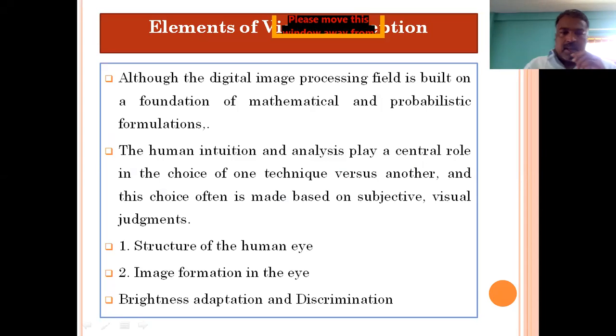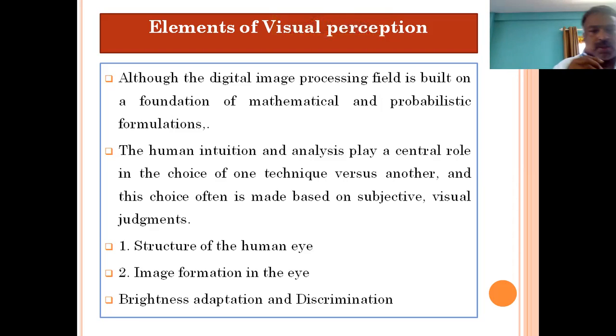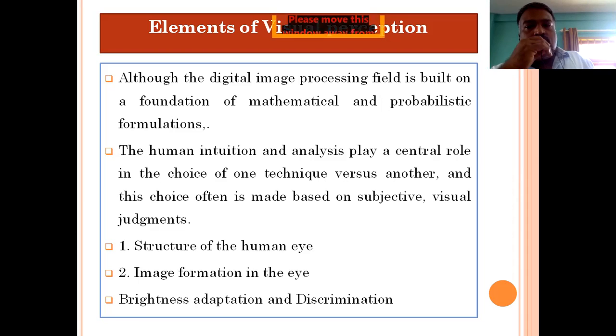The elements of visual perception we know very well, looking like a human eye, and the digital input unit of the devices has three major components. One is the structure of the human eye, and another is the image formation in the eye. So through this vision segment, how the image is going to be captured.